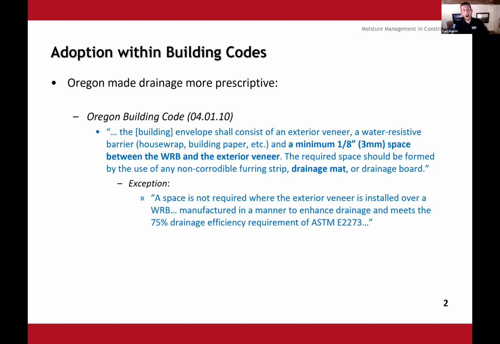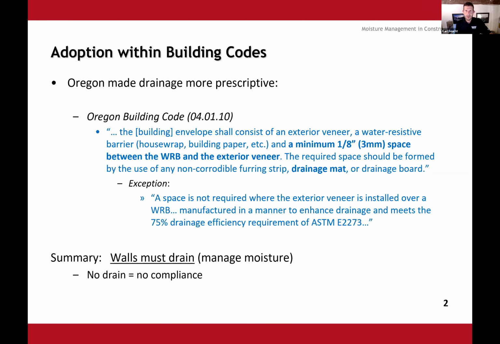Oregon requires a drainable house wrap or some sort of a gap or a space. A furring strip or a drainage board is okay there too. But IRC 2021 is going to address this even more. So code compliance is going to become more and more important as we move forward.